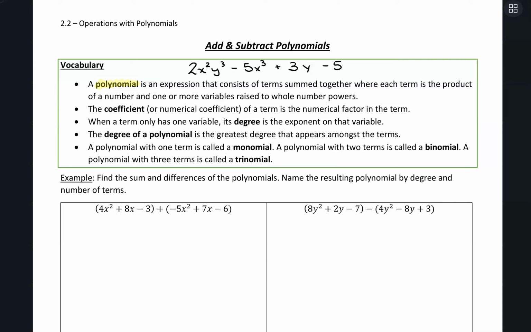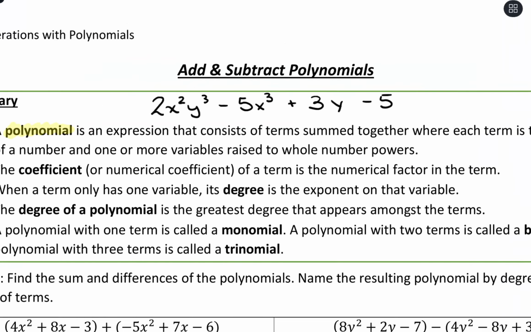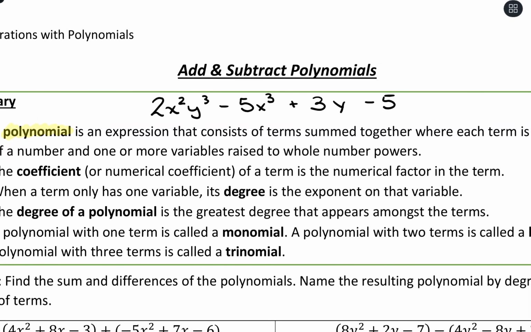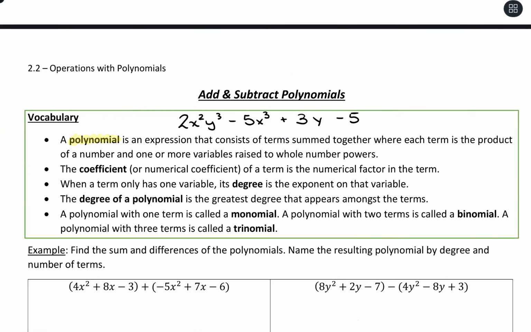Degree is the exponent on that variable. For the sake of simplicity, let's get rid of y there and just talk about this in terms of x. So we have degree 2, degree 3, degree 1, degree 0. So we're looking at exponents there. The degree of the polynomial is the greatest degree that appears amongst the terms. So for this case, it would be degree 3 because that's the largest of the degrees.